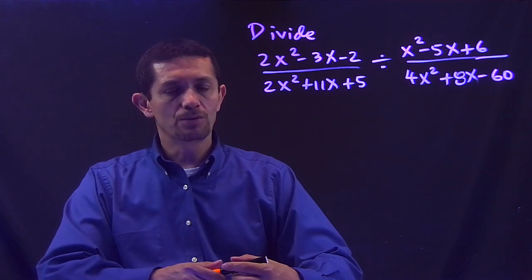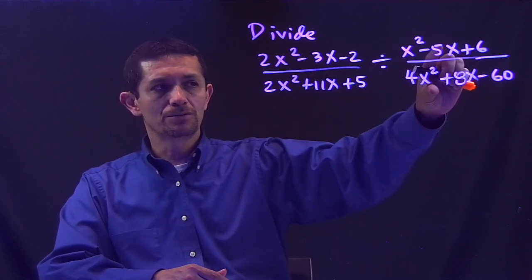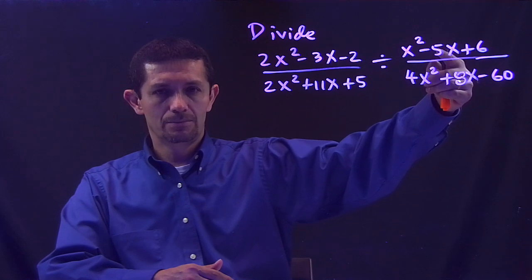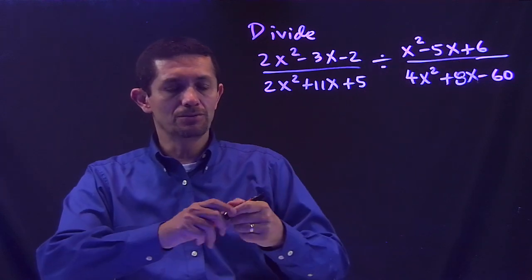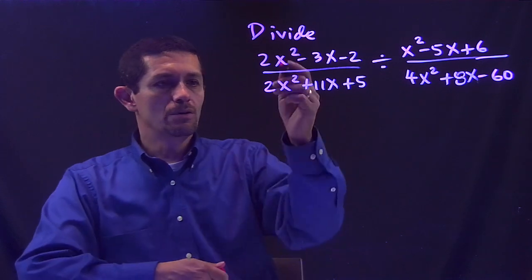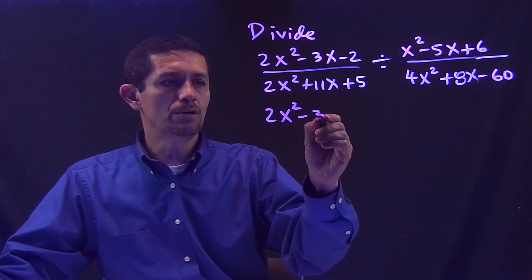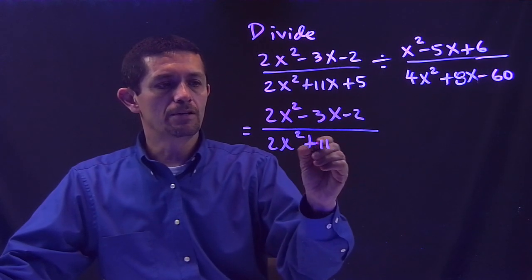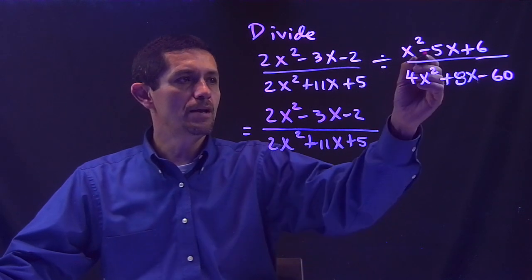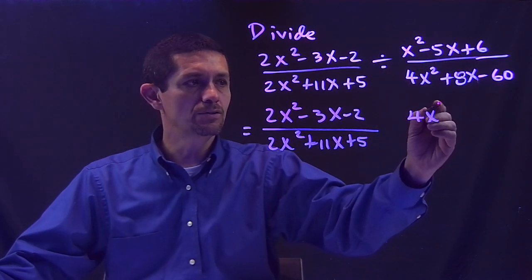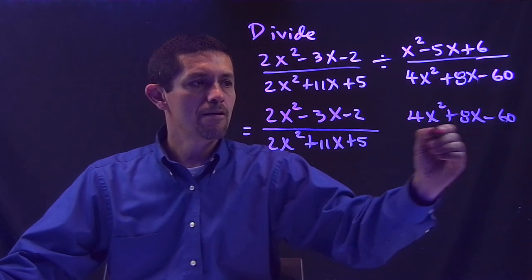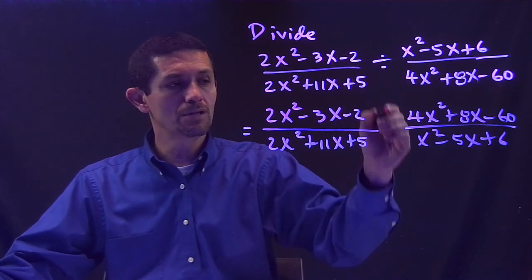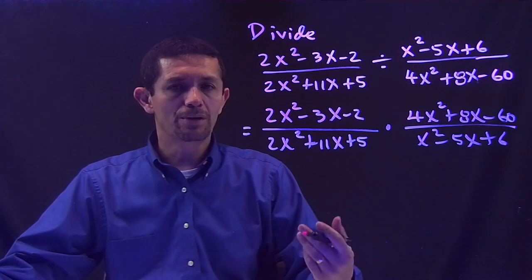Let's approach it. The first thing you want to do when you're dividing rational expressions is, you have two fractions. When you're dividing, you want to flip the second fraction and turn the division into multiplication. So let's do that to start. I'm going to keep the first one the same: 2x squared minus 3x minus 2 over 2x squared plus 11x plus 5, and now I flip this one too. The 4x squared is going to go on the top, and the x squared minus 5x plus 6 goes on the bottom. Instead of division, now it's going to be multiplication. Okay, and this will make everything a lot easier.